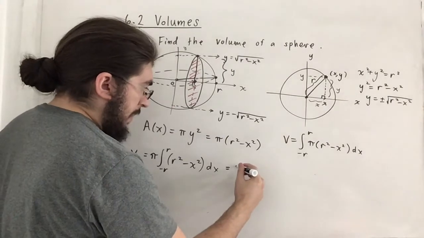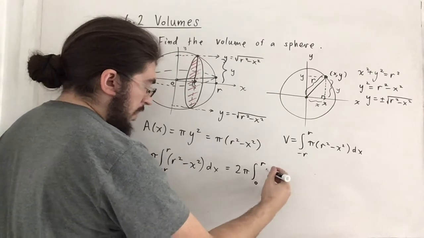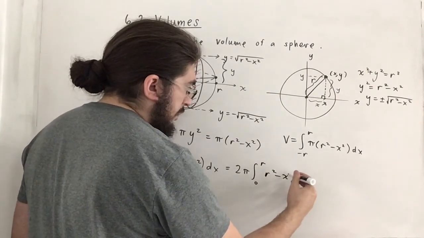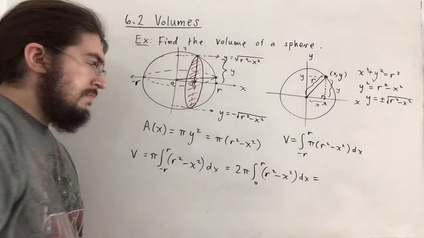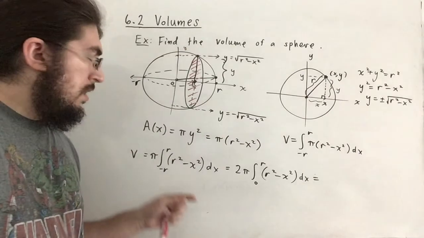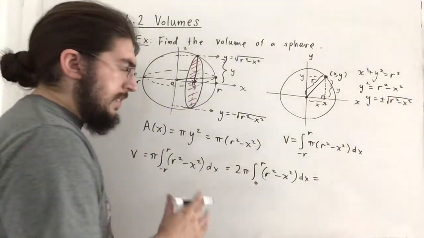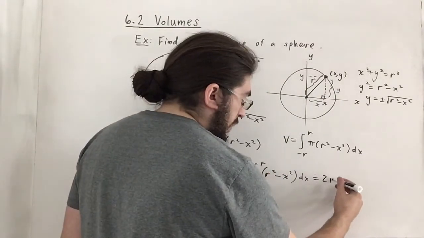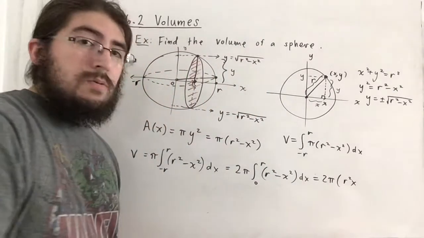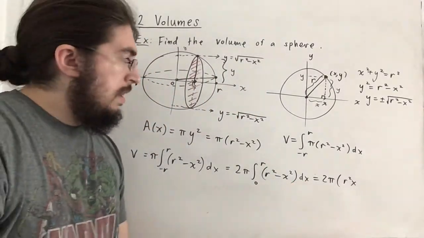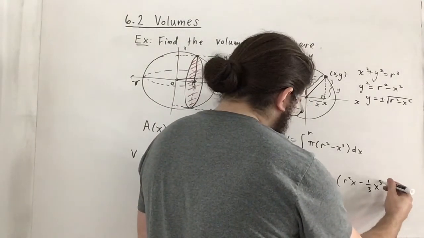So this is really the same as 2 pi times the integral from 0 to r of r squared minus x squared dx. Which is something we don't have to do, but it'll just be less work. If you want to do it the other way without doing this step, you can. It's just a little more work in the end, you'll see. Now the antiderivative of r squared is going to be r squared times x, because r is a constant. We're antideriving with respect to x, not r. Antiderivative of x squared will be 1/3 x cubed.